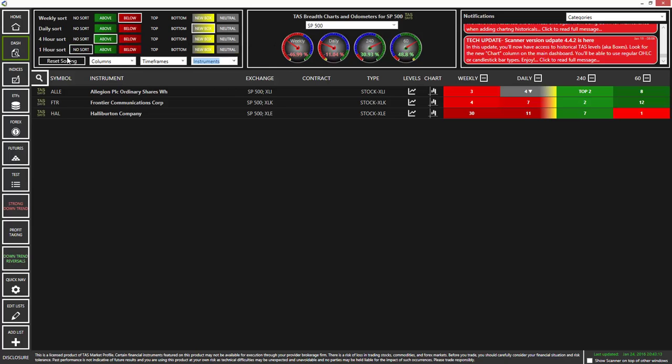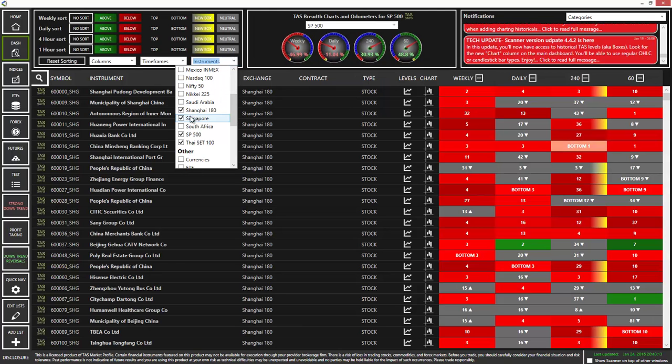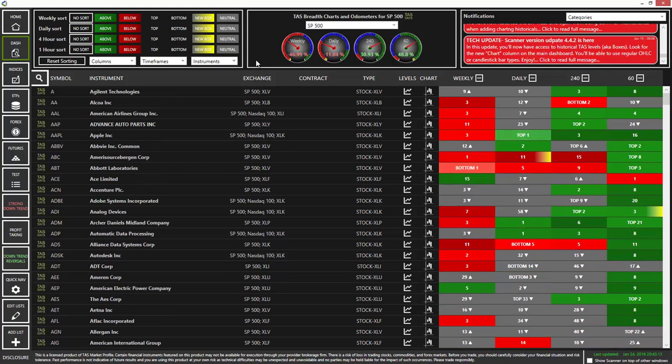So I can go in here and reset my sorting and go back to my dashboard and uncheck the things I don't want to see: Shanghai, Singapore, TAS 100, and we're back in business.